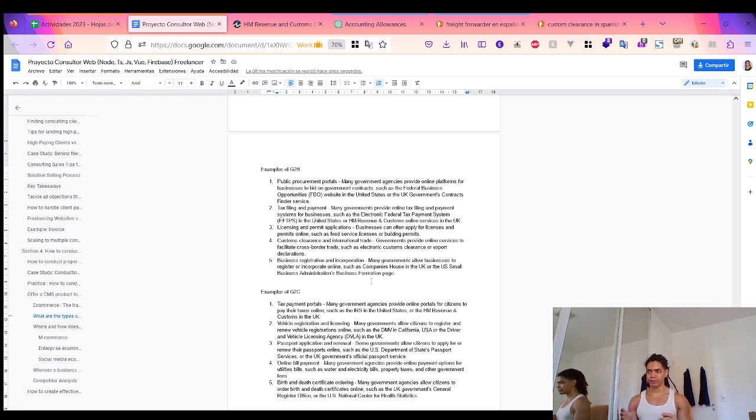To make this quick recap of the government to business example, you have public procurement portals. Many government agencies provide an online platform for businesses to bid on government contracts. To recap, the trade of goods and services between government and business can be laid out on public procurement portals.